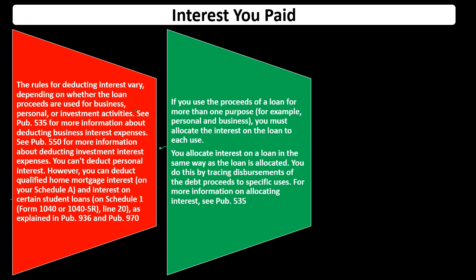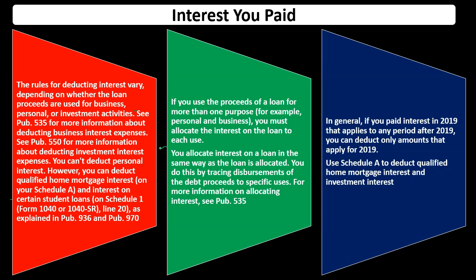If you can't do that, if you have one loan that has been spent on business and personal, then you have to prorate it in some way to figure out the deductible portion. You allocate interest on a loan in the same way as the loan is allocated. You do this by tracing disbursements of the debt proceeds to specific uses. For more information on allocating interest, you can see publication 535.